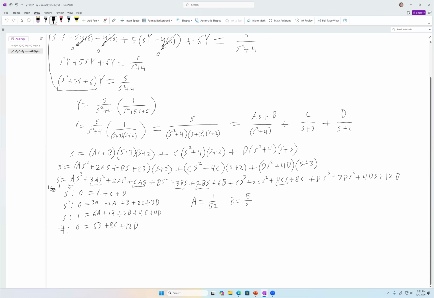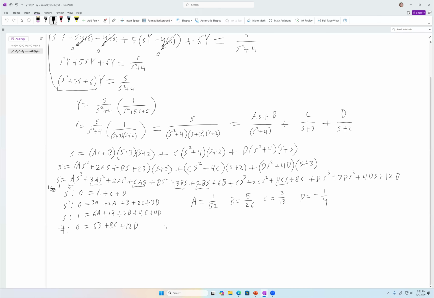B is equal to 5 over 26. C is equal to, oh, whoops, that's a 3. That's supposed to be a 3. 3 over 13. And then D is equal to negative 1/4. So we plug this back into what we have earlier.